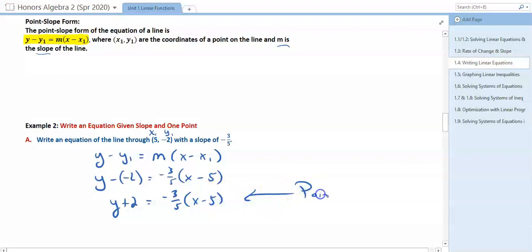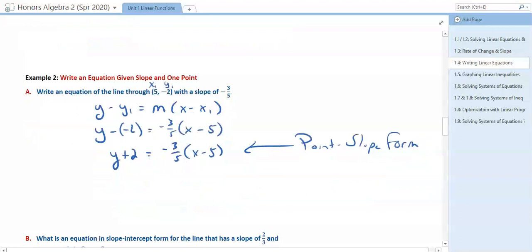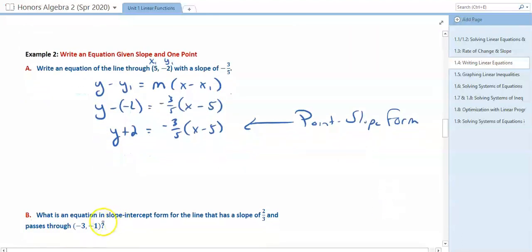This is point slope form, and if we're just looking for an equation of the line, it's perfectly acceptable. Just like using vertex form of a quadratic equation, we can use that to graph from as well. Now, if the directions were to give it in slope-intercept form, like you'll see in example B, we've got a couple steps to go because we've got to make it look like y equals mx plus b.